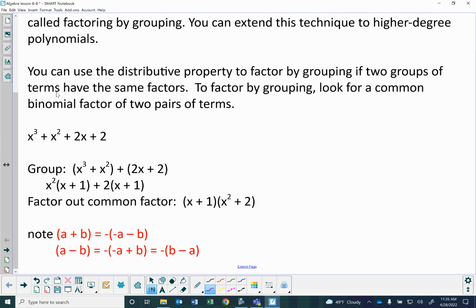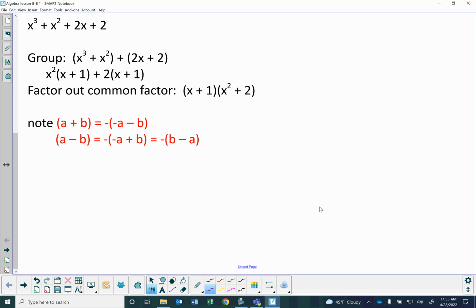For example, if I had x cubed plus x squared plus 2x plus 2, I could group this polynomial first two terms and last two terms. In the first two terms, my greatest common factor is x squared. When I factor that out, it leaves me with an x plus 1. In the second two terms, the greatest common factor is 2. When I factor that out, I'm left with x plus 1. So my common factor is x plus 1, and what is left over is x squared plus 2, and therefore I have factored it. A couple of things to note.